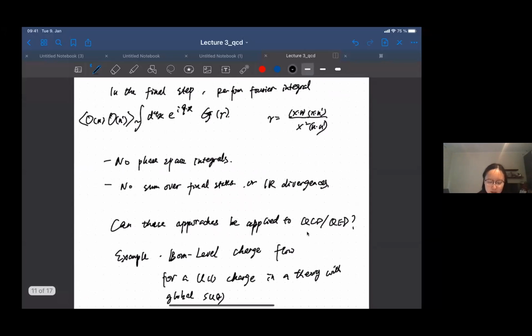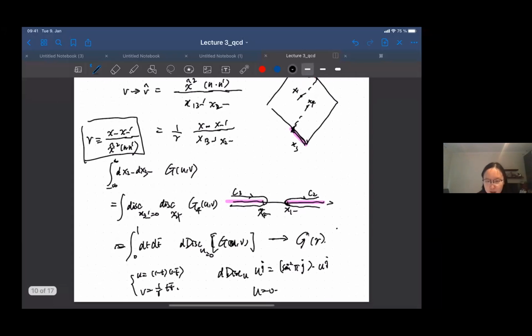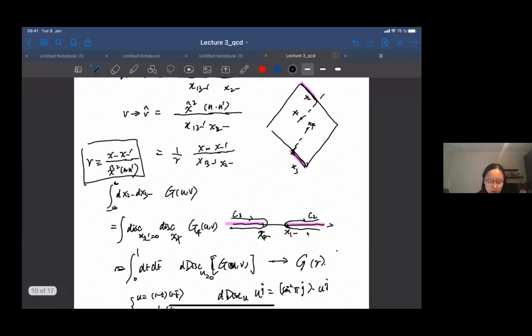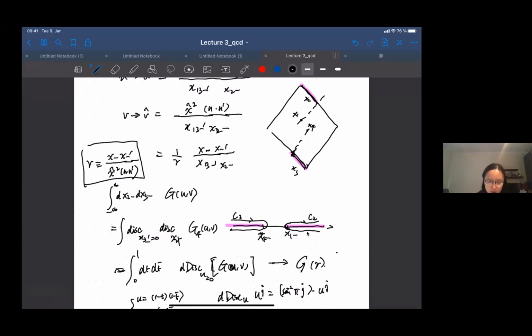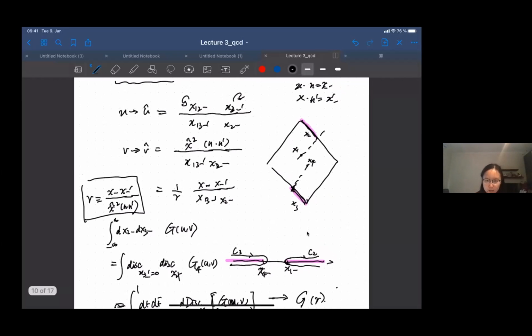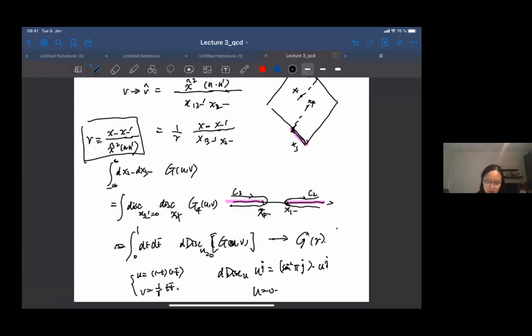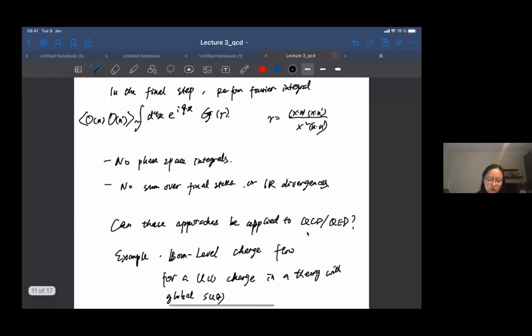In the final step, after performing the time integral, we obtain the correlation functions in coordinate space, which can only depend on the cross ratio gamma. This is the only conformal invariant object that you can write down, which depends on the xij, the distance between the source and sink, and the two null vectors n and n prime, which represent the directions of the detectors. So in the end, this correlation function in coordinate space can only depend on the single variable gamma.